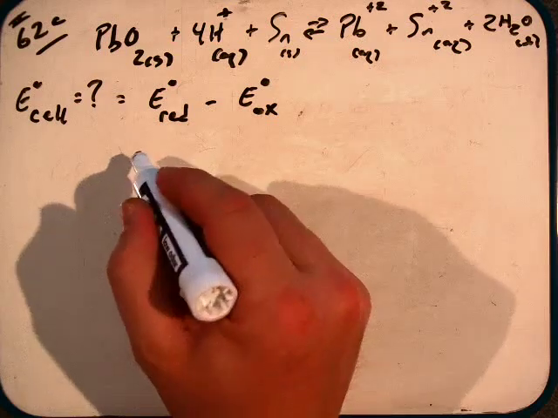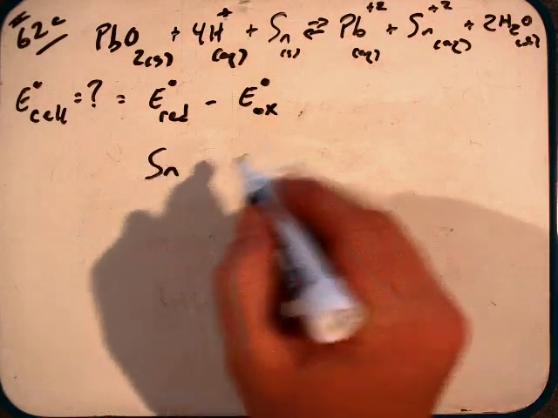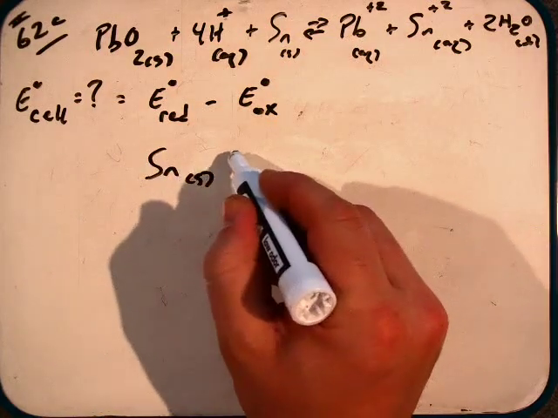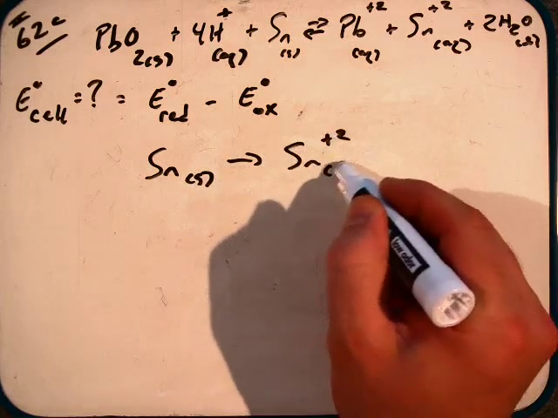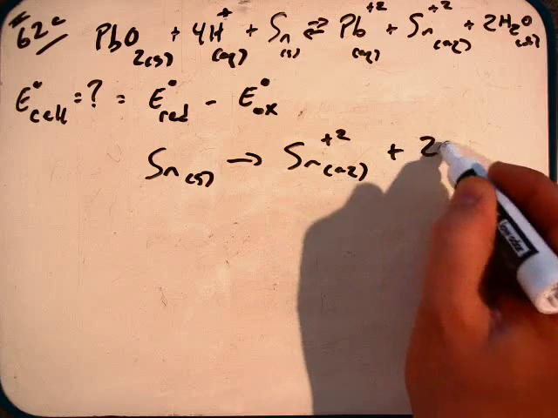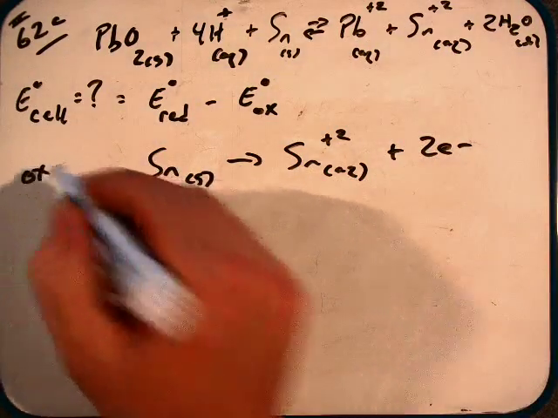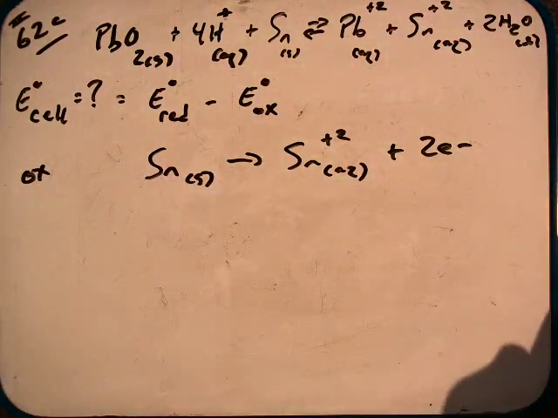And so the easiest one to recognize is the tin. The tin is monoatomic, and it's going from tin solid to tin plus 2, right? And so that's an oxidation process.